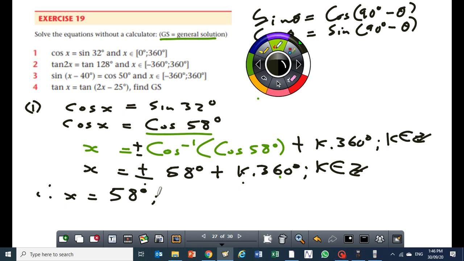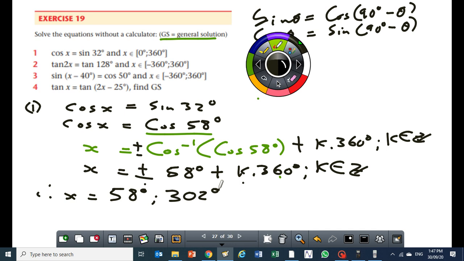So if I put k equal to 1 here, 1 times 360 gives me 360. But here there are two angles. If I take the positive, 58 plus 360 will give me 418. I don't want 418. It's outside the required interval. So if I take the negative, negative 58, if I add 360 to it, I'll get 302 degrees. Okay, and 302 is between 0 and 360 degrees.